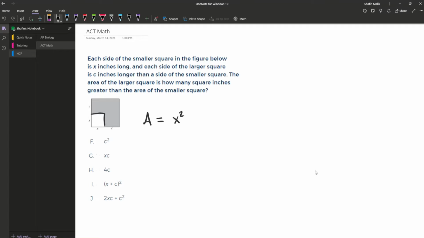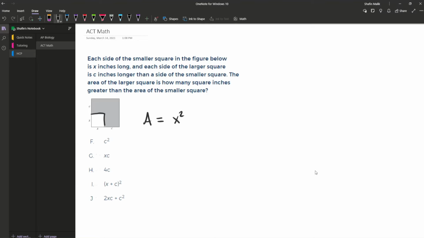And each side of the larger square is c inches longer than a side of the smaller square. So this segment right here is c inches long, and naturally this segment right here is also c inches long, since the gray area is also a square, including the smaller white square.